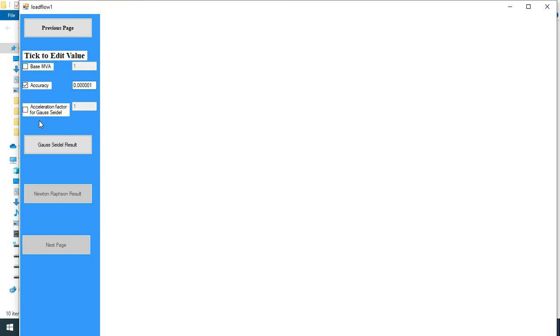And here no acceleration factor is mentioned in the question. An acceleration factor of 1 means there is no acceleration, so no need to edit this value. After that, click the Gauss Seidel result. But the load flow is not converging here.